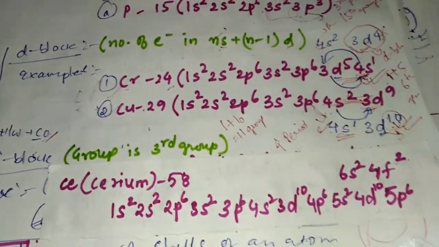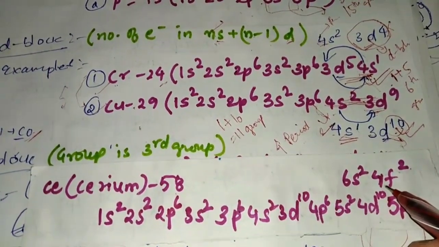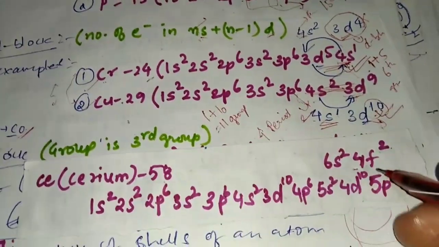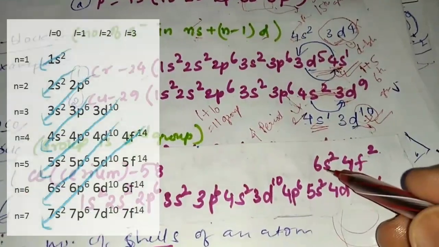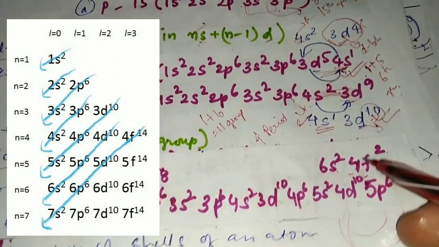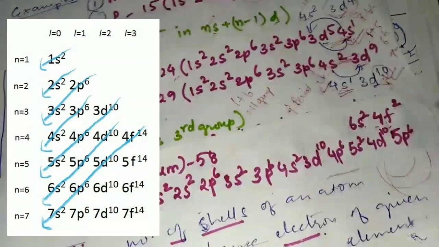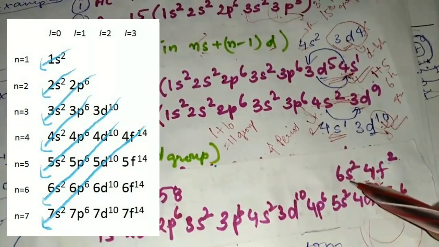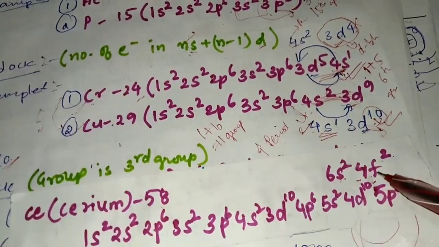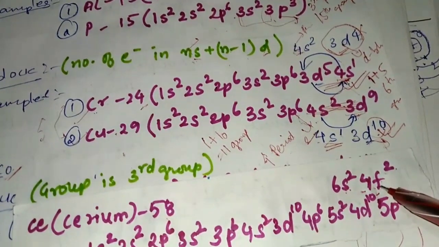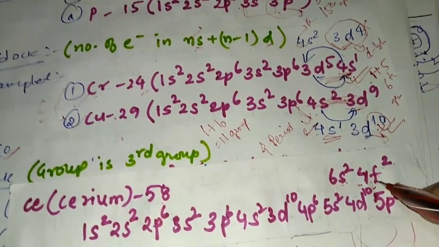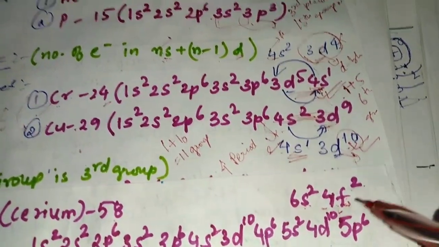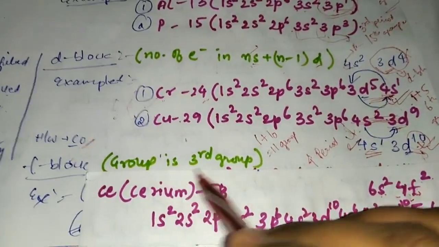So, the outermost electronic configuration in the block. According to the above principle, 6s will fill first, then the 4f will be filling. After filling the 6s2 subshell, then comes the 4f. So the outermost is f. So 4f becomes my block, the f block. Okay. So how to find the group: it is always the 3rd group, everyone. Yes or no? So the group is always the 3rd group.